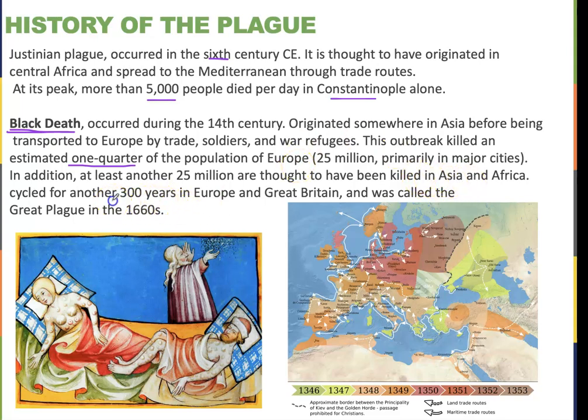That bacteria has cycled another 300 years in Europe, and it was called the Great Plague. So basically, it's been around and massively killed off a lot of people. And so you can see the lines of the trading routes here, and how quickly it spread to all of Europe. This is a picture of the buboes. An artist made images of the bubonic plague. The bubonic plague would be hallmarked by these bumps, which are basically swollen lymph nodes.